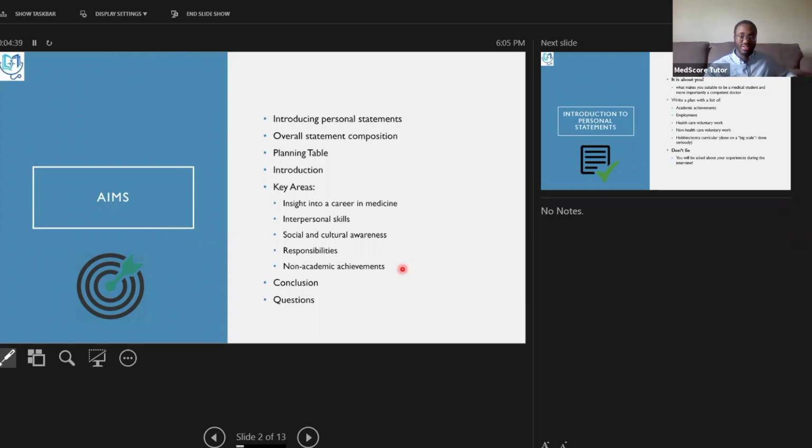Those are some of the things. There are other things in the list, like communication skills, which comes under interpersonal skills. But yeah, we'll look at those things, and then we'll look at how to give a good conclusion, to drive home the point that you are a good candidate for whatever you're applying for, in this case, medical school. And then we'll have time for some questions.